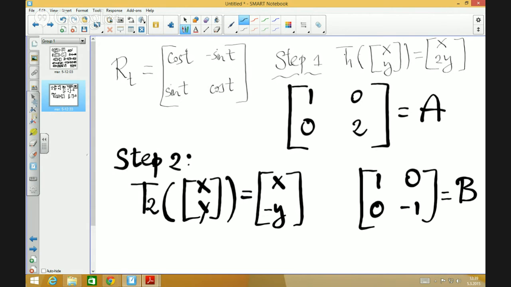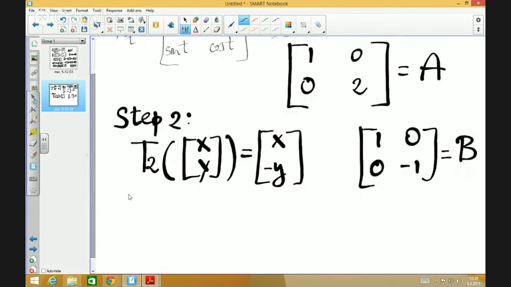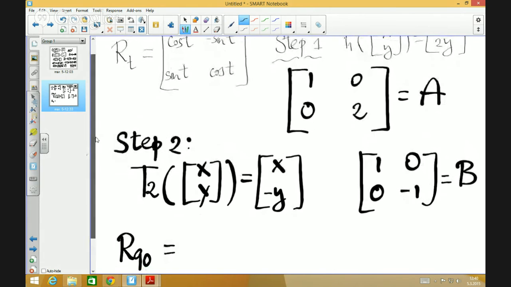Finally, step 3 was rotation counterclockwise by 90 degrees. That was the transformation that we called last time R90, rotate by 90 degrees counterclockwise. And here, all we need to do is just to consult our visual memory. In this case, theta is 90 degrees. So what is it that we get? Let me help you.